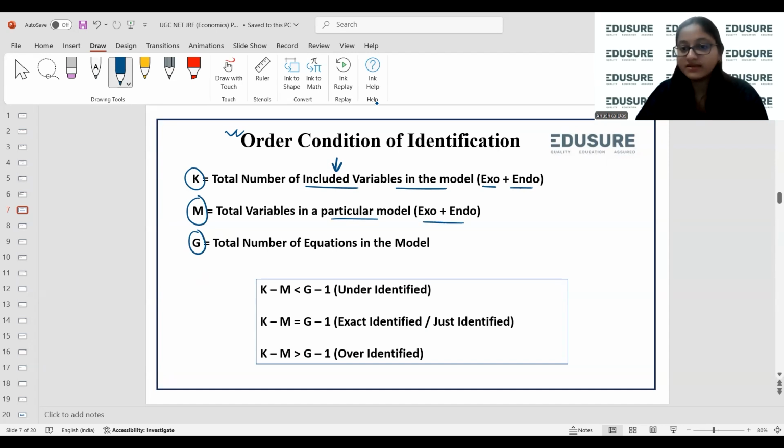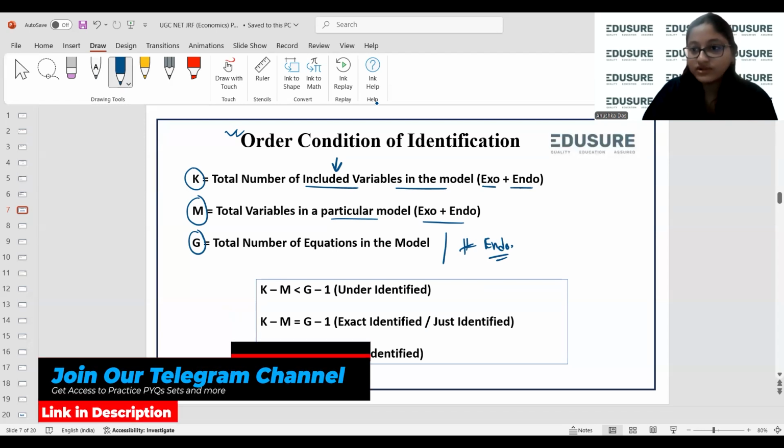It can be endogenous, it can be exogenous. And G is the total number of equations or the total number of endogenous variables in our model. The number of endogenous variables will be exactly the same as the number of equations that you have. So any which way you can think of it. Now, what are the conditions? If you find out the values of all these three variables.